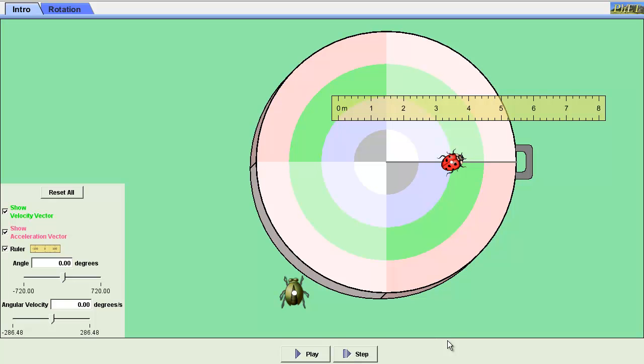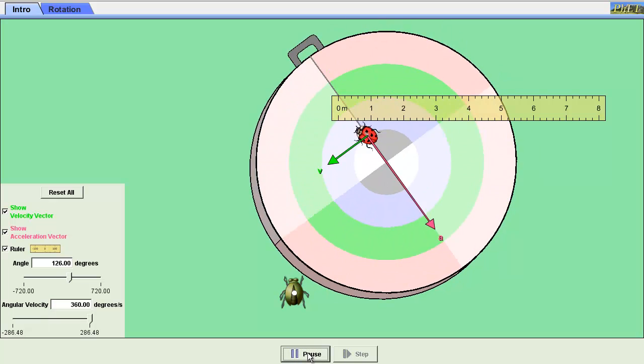For the second part of our experiment, we're going to be holding velocity constant and changing the radius of the ladybug. This is slightly harder than it seems. And so we can start with the ladybug at the 1 meter mark. And we will start her off with an angular velocity of 360 degrees a second. And just watch carefully, make sure that that stays at 360 degrees per second.